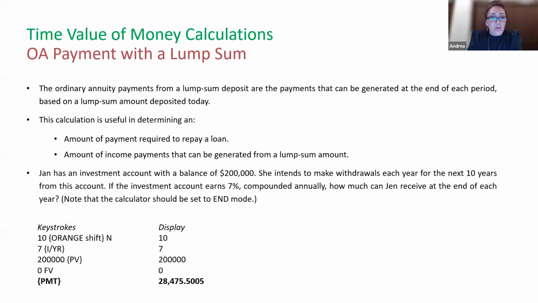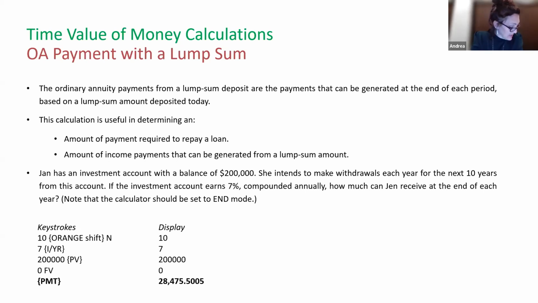All right. So now we are ordinary annuity payment with a lump sum. Okay, I have to move this out of my way again. All right. So this is an ordinary annuity payment, or end of period payment. It's when the payments are generated at the end of each period based on a lump sum that's deposited today. So this calculation is used if you're trying to determine a payment, how much you have to repay a loan, or the amount of income payments that can be generated from a lump sum amount.